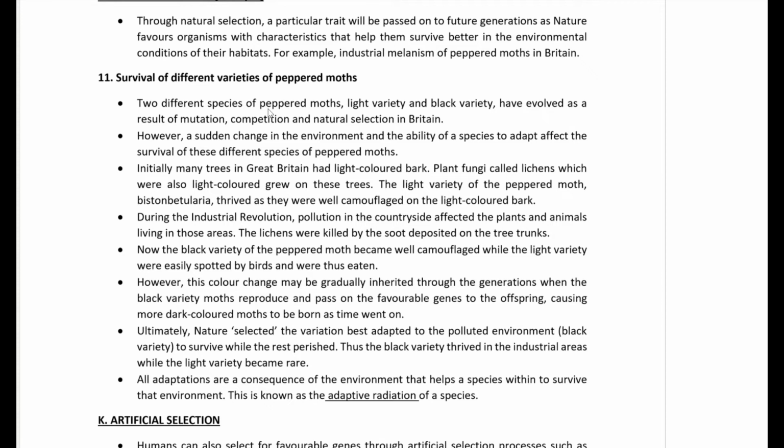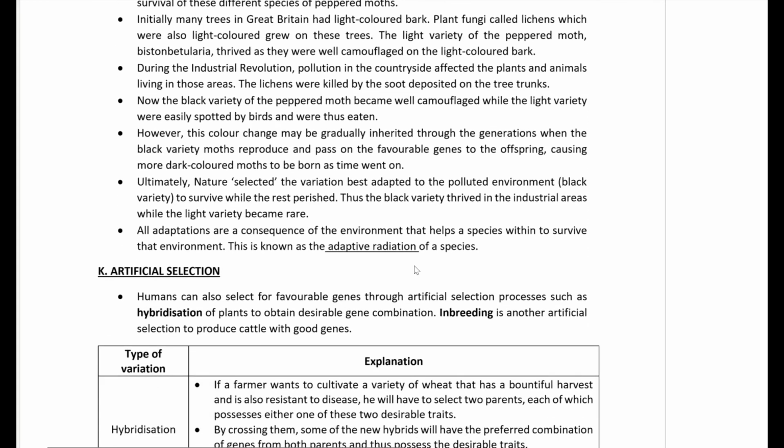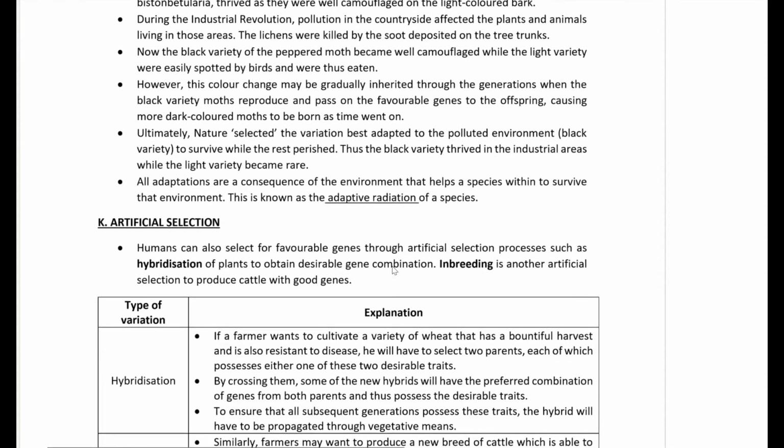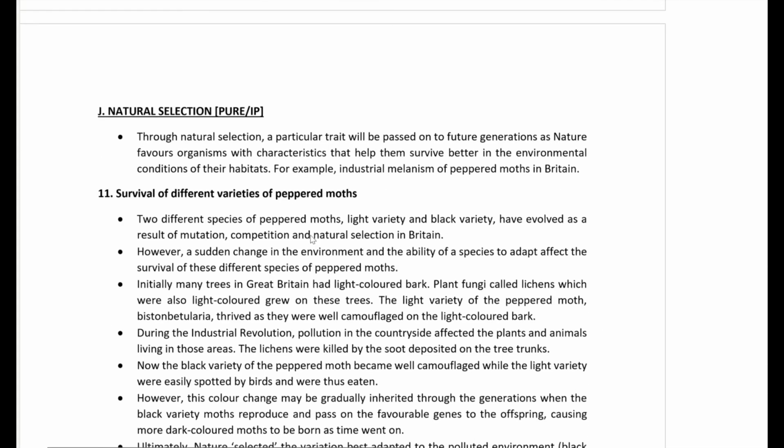And in this sense, nature itself has selected that the black color variety is best able to survive, and they are then selected for the next few generations. So this is why it's known as adaptive radiation of a species. Okay, so artificial selection is different from this natural selection.